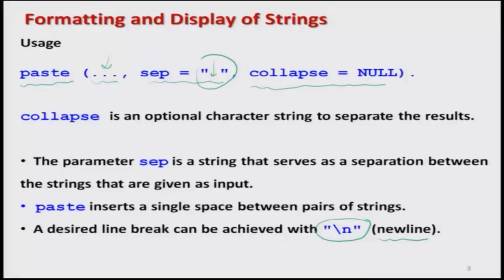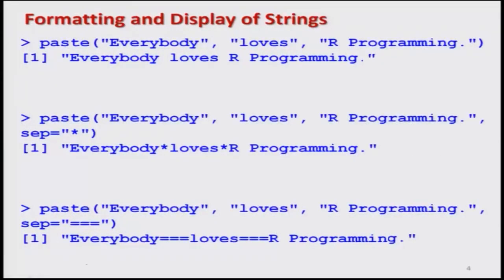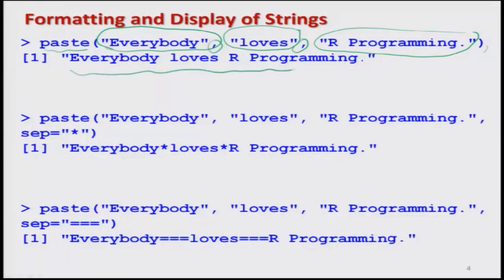I would like to take several examples to explain the usage of the paste function. For example, I have taken an example where there are three strings. The first string is everybody, the second string is loves, and the third string is R programming. And what I want is to write everybody loves R programming. For that, I can use the function paste, and inside the brackets I have to give all these strings separated by commas. And here is the outcome that you can see over here: everybody loves R programming.